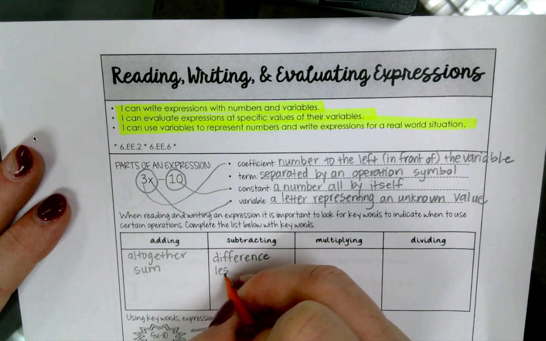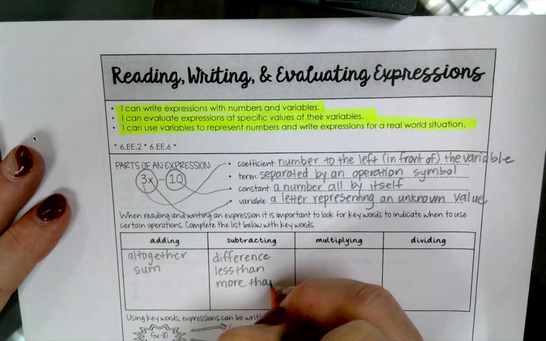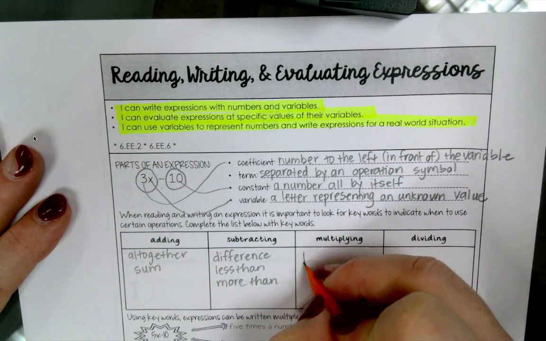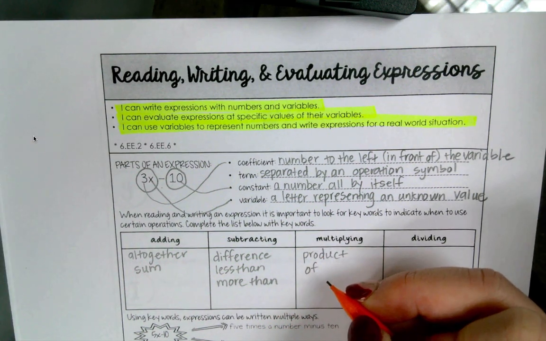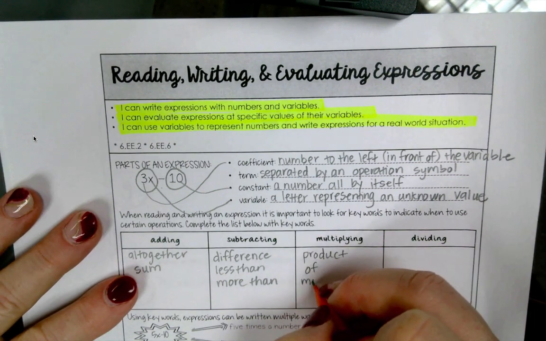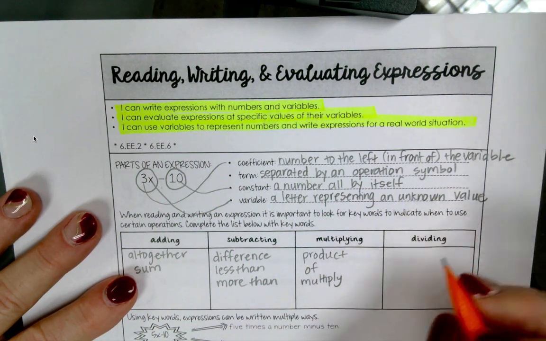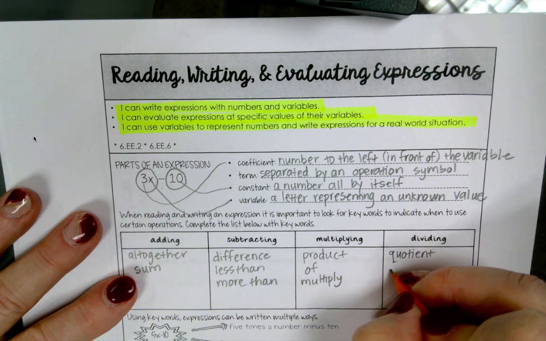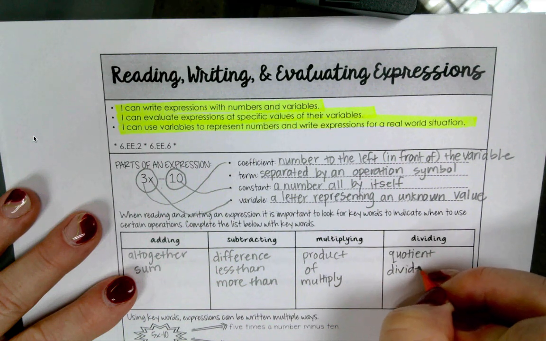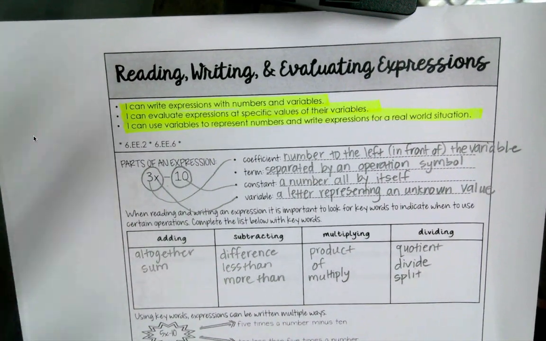You could say less than or even more than. Multiplying, product. Of, that's a big one. Saying of. Multiply. Again, we'll get more off the board. Dividing, finding the quotient. And you could say divide. Split. Okay, there's just a few words.